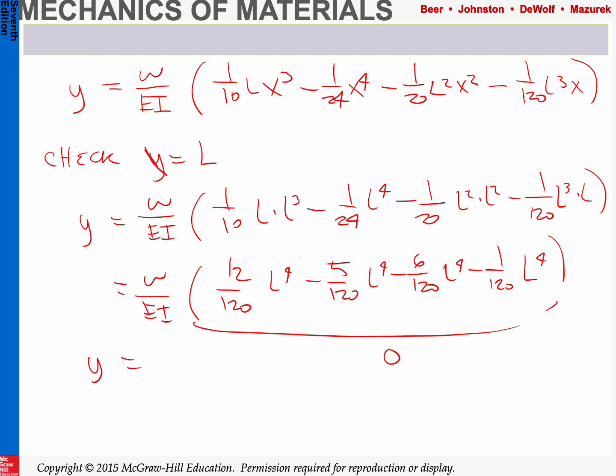So this should be x equals L at the top. What this says is my equation is correct. I get the 0 that I'm expecting. So this is one thing that you can do in your problems just to make sure what you're doing is fine.